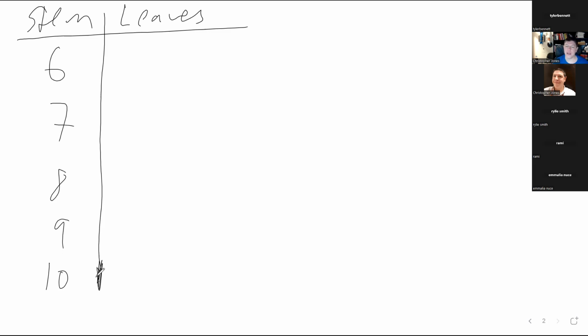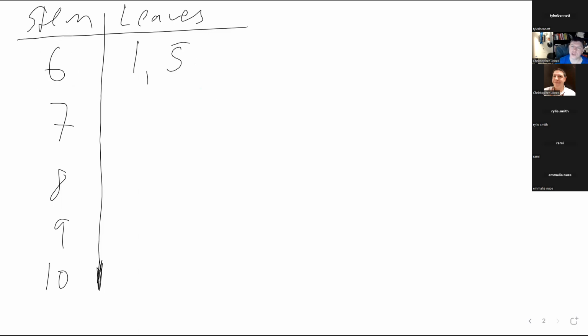Now, here's the way I'm going to fill out the leaves. I want you to notice that there's a 61 and a 65. So I'm going to write in a 1 and a 5 in the leaves column. What that represents is that somebody earned a 61 and somebody earned a 65. That's how we go through and work one of these stem and leaf diagrams.